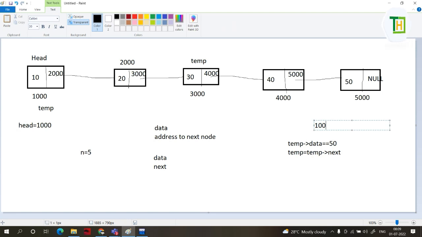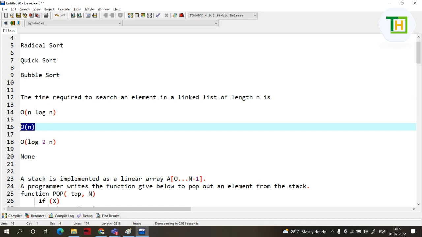At this position also I have to search all the nodes here. That means we have to search, that is going to be order of n. We have to search all the nodes. That's why the time required to search an element is called order of n in the linked list. Is it clear, everyone?